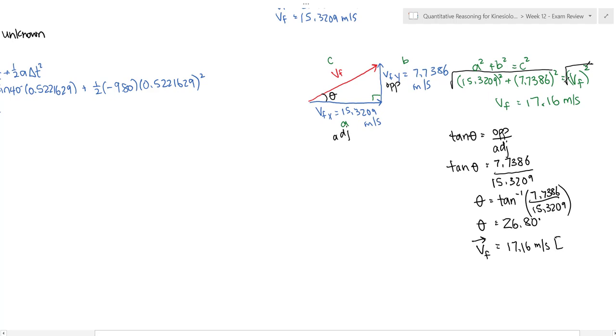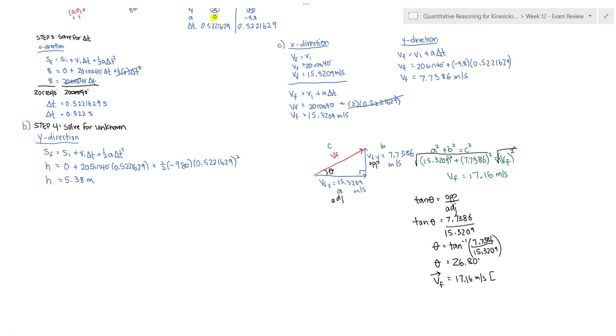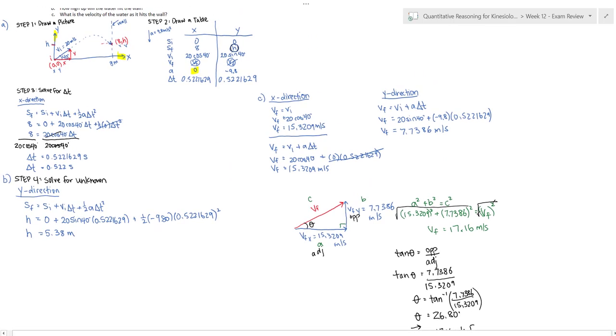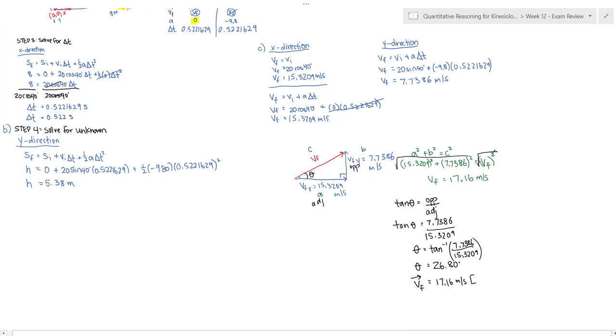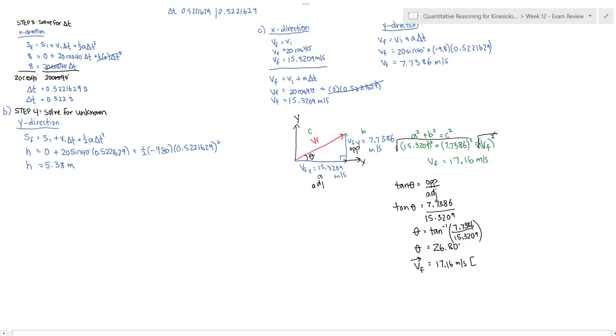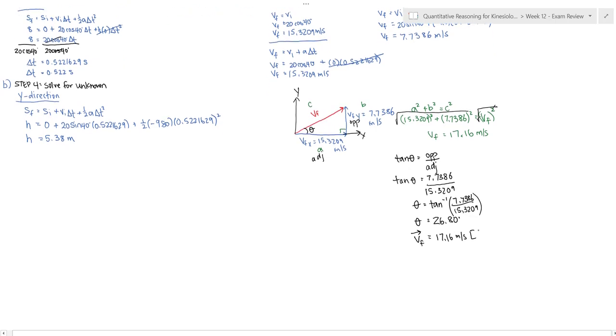Okay, so how am I going to give this direction? How would I give that direction? So it's actually going to be, this is the positive x-axis if I were to put in my y-axis here, and my x-axis over here. So that's my x-axis. The velocity vector is above the positive x-axis. So I would say 26.80 degrees above the positive x-axis. Okay? So that's the final answer.